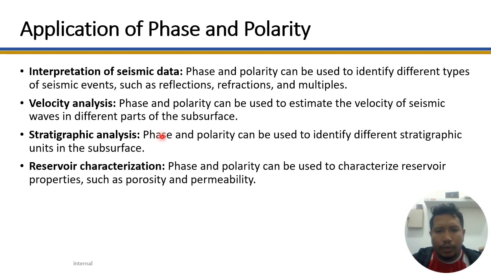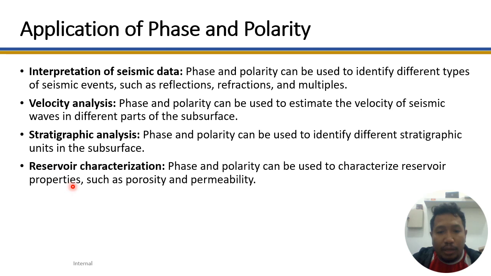So in terms of application of phase and polarity, number one, it can be used for interpretation of the seismic data. Phase and polarity can be used to identify different types of seismic events such as reflections, refractions, and also multiples. This is because refractions and multiples have different phase and polarity characteristics. And then it can be used for velocity analysis. Phase and polarity can be used to estimate the velocity of seismic waves in different parts of the subsurface, because the phase and polarity of the seismic event changes as the velocity of the seismic wave changes.